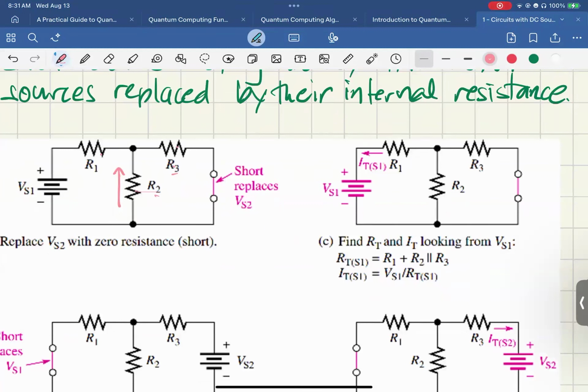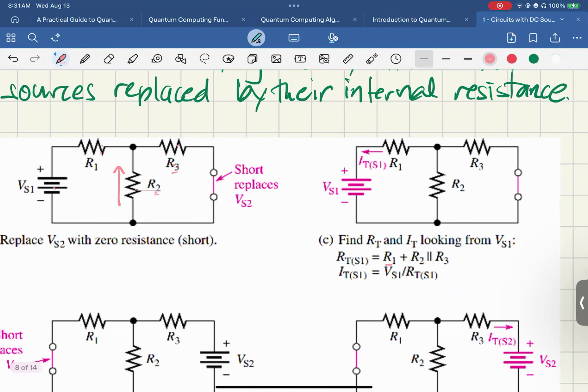So yung effective na circuit is VS1, okay? Tapos meron kang equivalent na resistance na R1 plus parallel ng R2 tsaka R3. Okay, so yun yung makikita niyo. R1 plus parallel ng R2 tsaka R3. So yung total current ngayon dun sa circuit na yon is VS1 divided by yung equivalent resistance ng tatlo. Okay, which is this one.